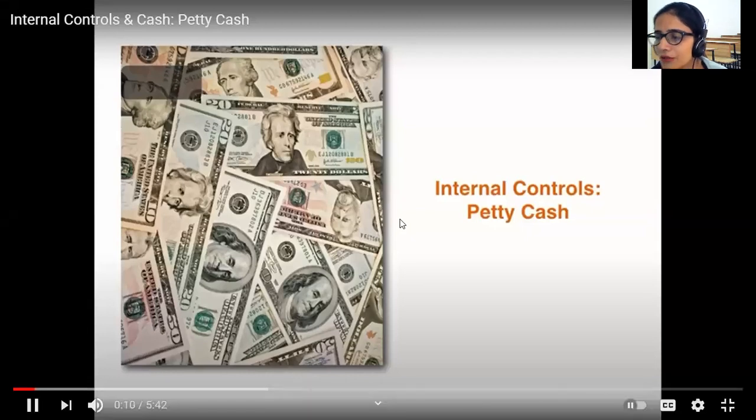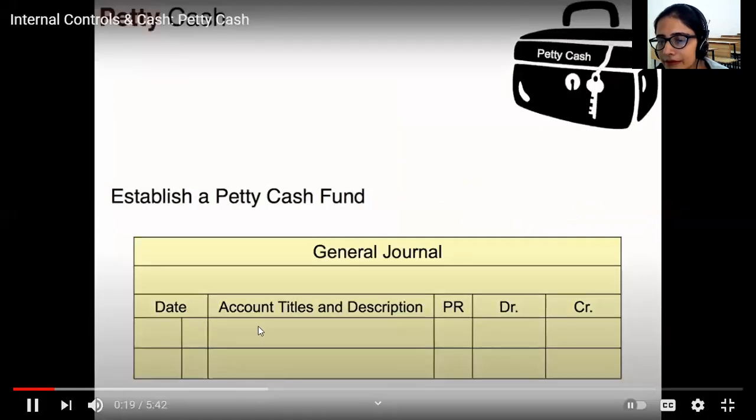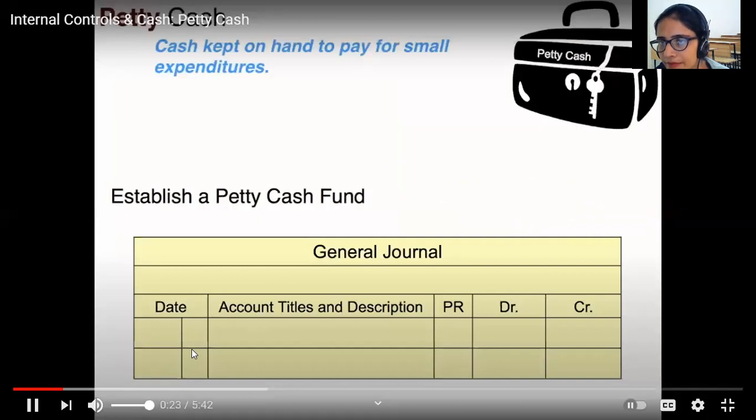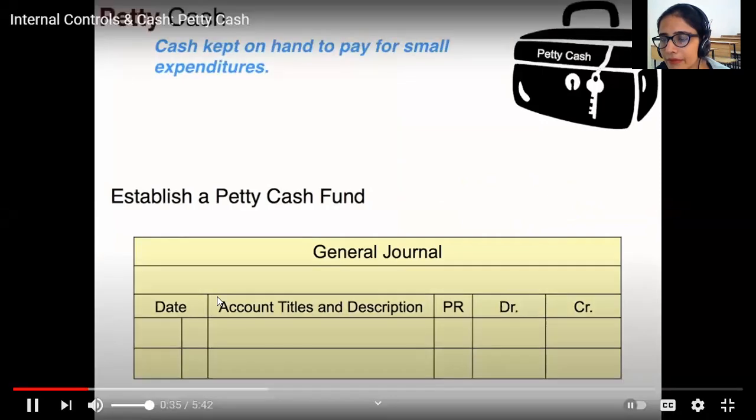Now, petty cash is an internal cash control. What is it used for and how would companies journalize transactions that come from petty cash? Petty cash is used as a control for cash because it's cash that you have on hand that you can use to pay for small expenditures. Like maybe you have a little cash zipper pouch where you keep $200 or something like that. Then you can go and pay for small things. Petty cash, cash kept on hand to pay for small expenditures, right?